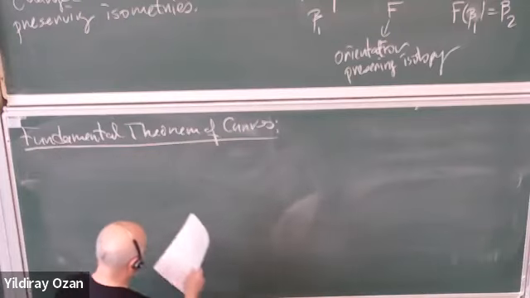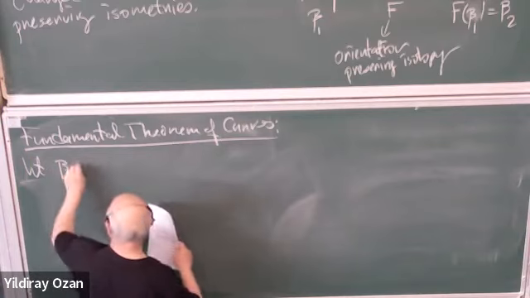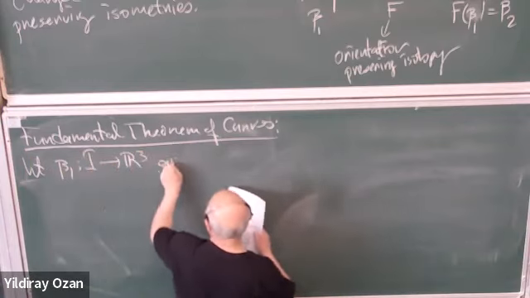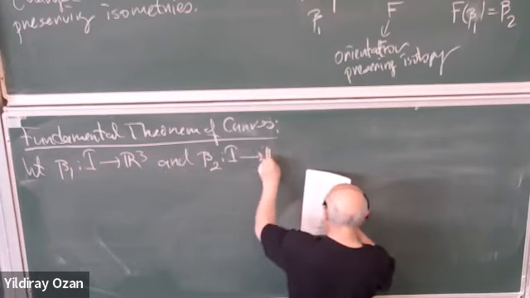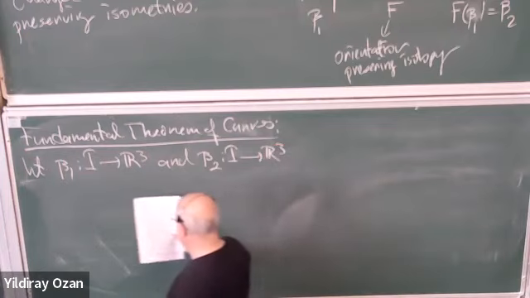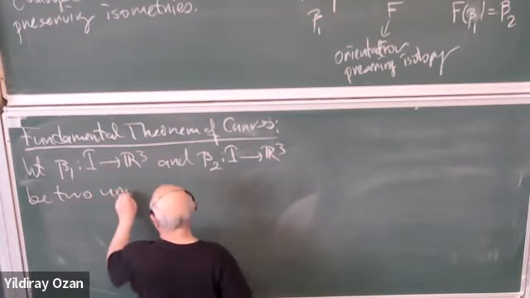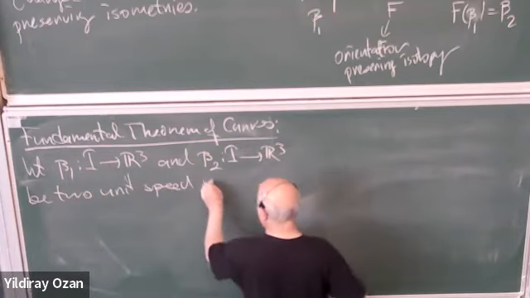What is this statement? Let beta 1 and beta 2 be unit speed curves, unit speed regular curves.